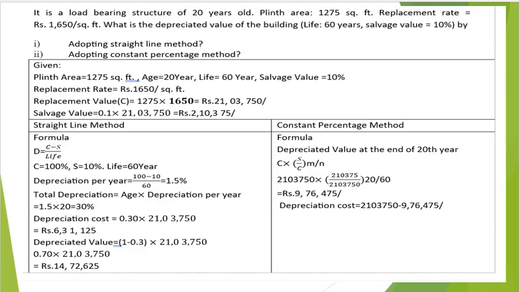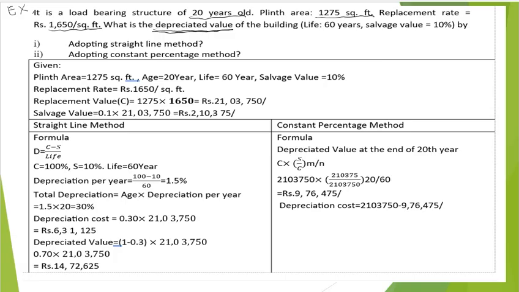The first example is a load bearing structure. It is 20 years old. Plinth area is 1275 square feet. Replacement rate is 1650 per square foot. What is the depreciated value? See here, what you have to find out is the depreciated value.